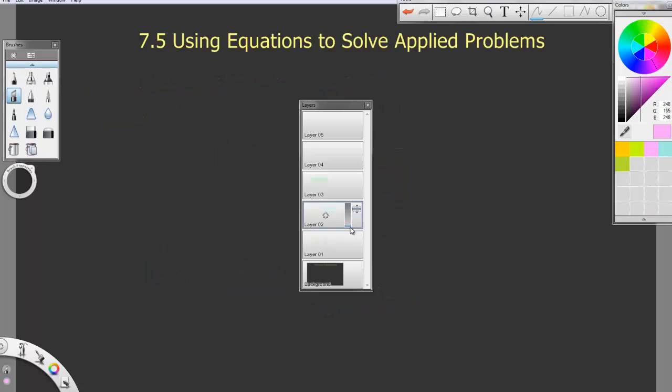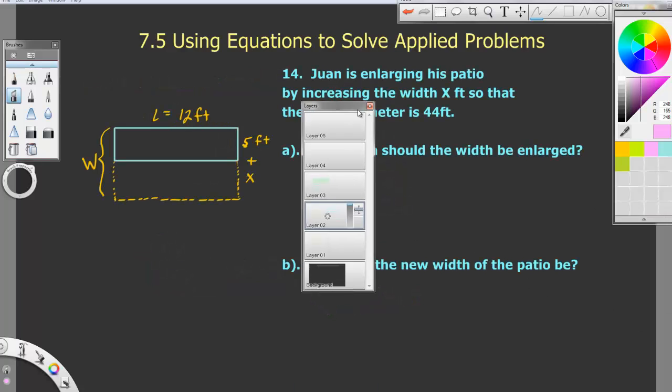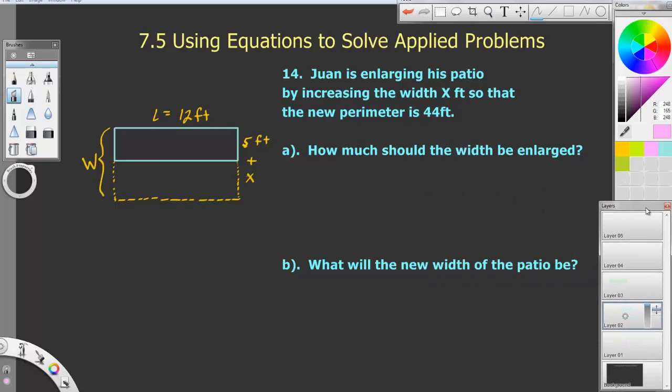These get progressively harder as we go here. All right, this is a cool problem. We got a guy named Juan. He's enlarging his patio, and that's like the cement slab or whatever, by increasing the width x feet, so that the new perimeter is 44 feet. Now remember, that's perimeter. The perimeter is 44 feet. We want to know, A, how much should the width be enlarged? In other words, what's x?